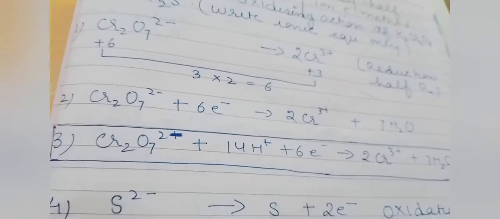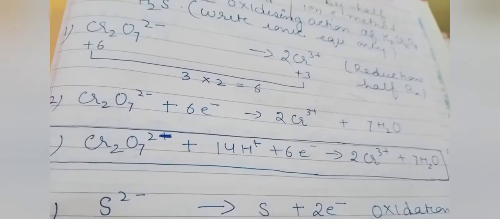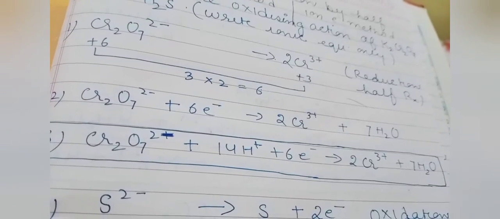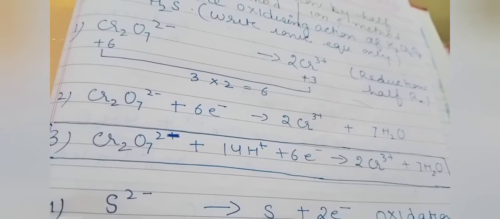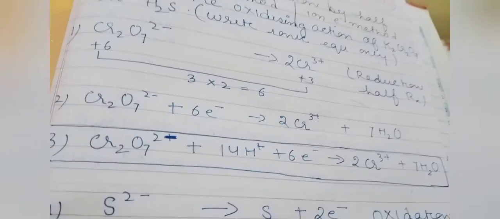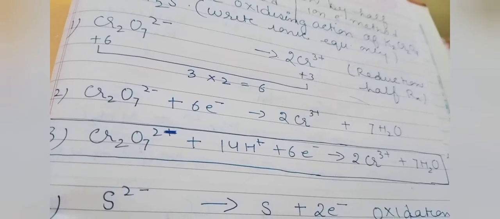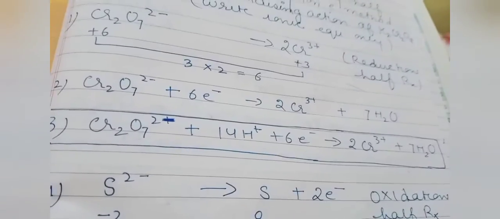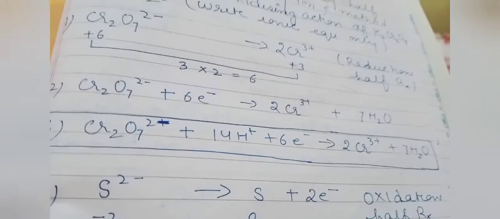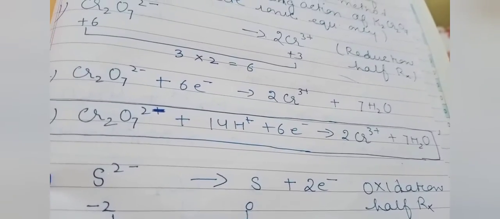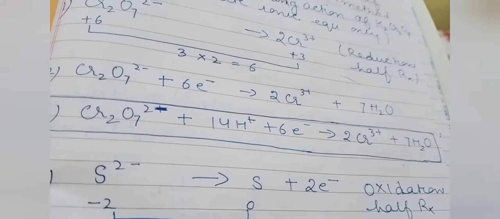Therefore we get a balanced equation, that is Cr2O7 2 negative plus 14H positive. Why 14H positive? Because when we add water to product side, the number of hydrogen is increased. As the medium is acidic, to balance the hydrogen we have to add 14H positive on reactant side. Therefore the final balanced equation is Cr2O7 2 negative plus 14H positive plus 6 electrons, it gives 2 chromium 3 positive ions plus 7 water.